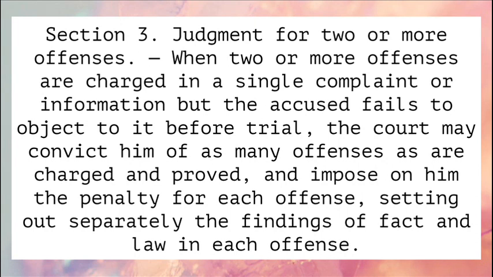Section 3. Judgment for two or more offenses. When two or more offenses are charged in a single complaint or information but the accused fails to object to it before trial, the court may convict him of as many offenses as are charged and proved, and impose on him the penalty for each offense, setting out separately the findings of fact and law in each offense.